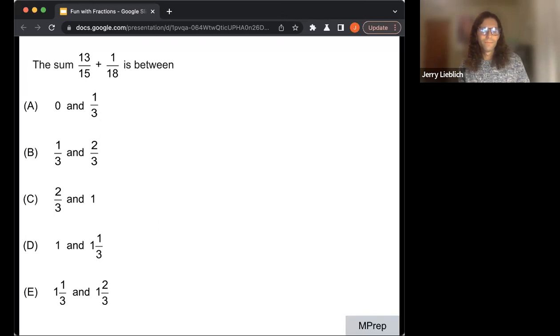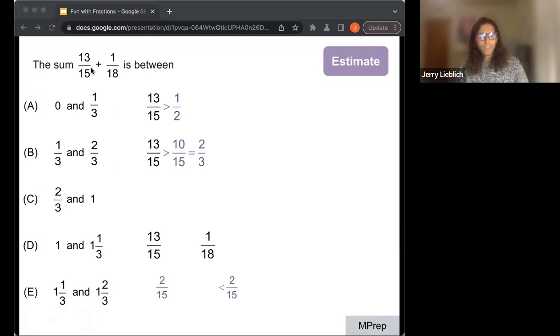Okay. So one way I could do this, of course, is to actually add it out. But if I take a look at my answer choices and I'm careful about what the question is talking about, I realize I don't need an exact answer. I just need an approximation. So the best method here would be to estimate.